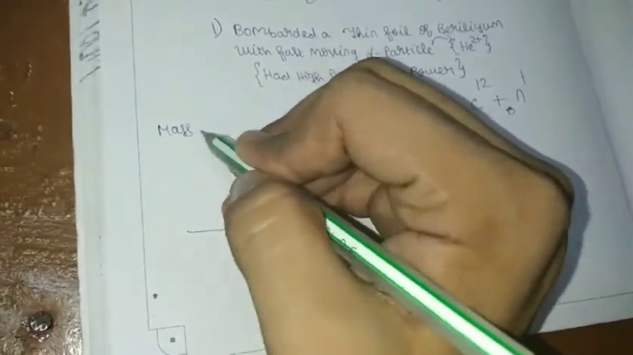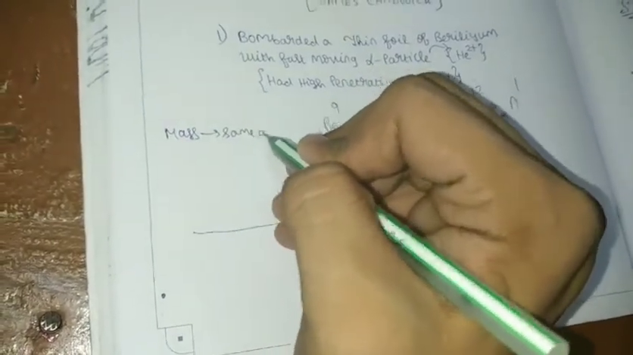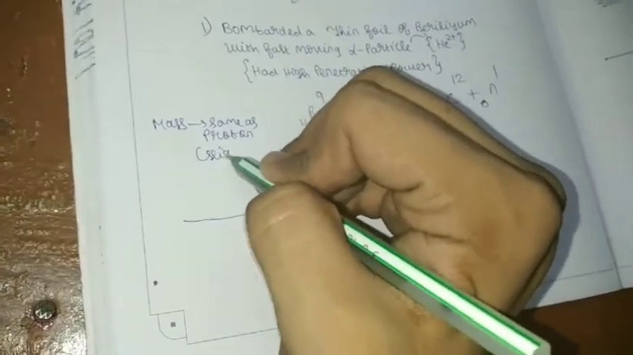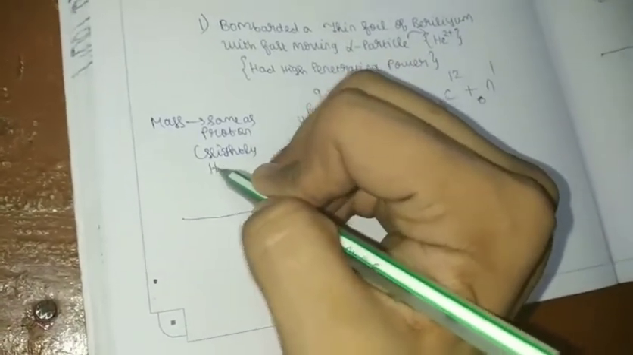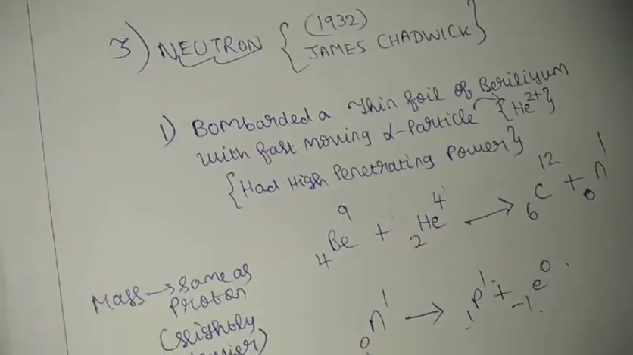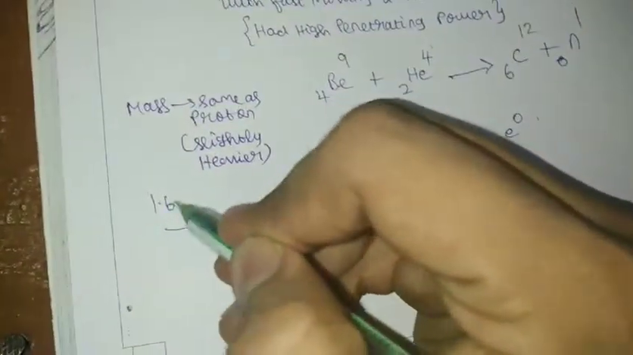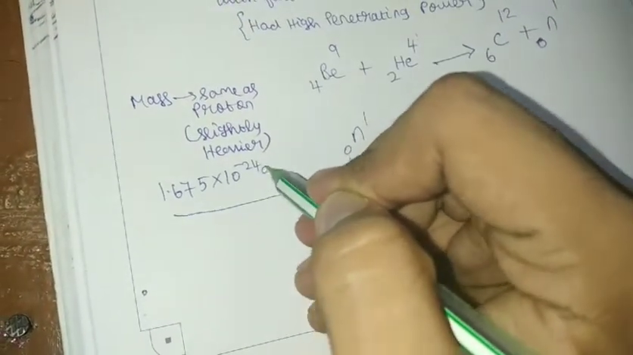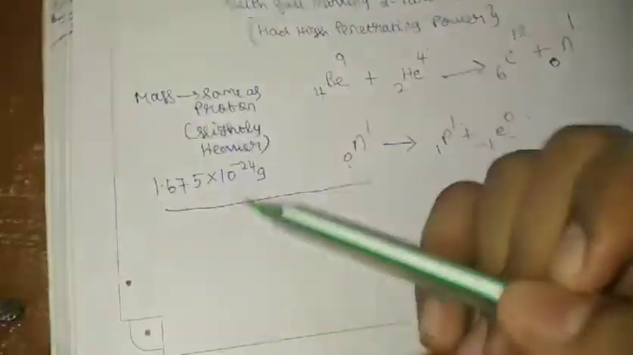Important subatomic particles. Mass same as proton, slightly larger. Okay, slightly heavier. So the neutron is slightly heavier than the proton, and for the proton, if you see, it came out to be 1.67 into 10 power minus 24, right? Here it will be some 1.675 into 10 power minus 24 grams. So some slight difference, but the neutron's heavier.